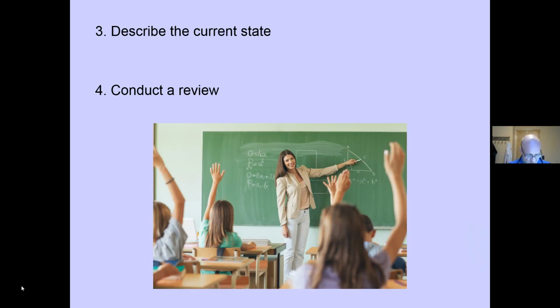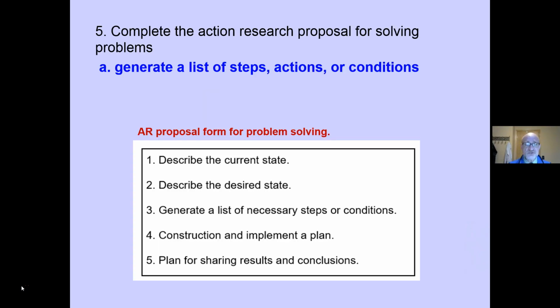Then describe the current state. This is what is. This is what I think should be. Then conduct a review of the literature. Look for research and research-based theory directly related to your problem. This is how you make that link between research and your classroom practice. So read your stuff and take careful notes.